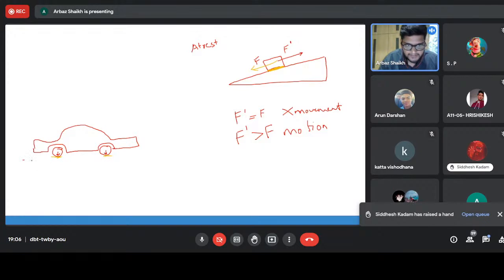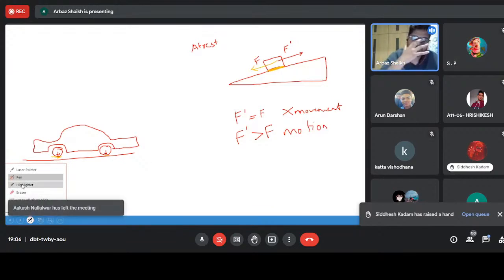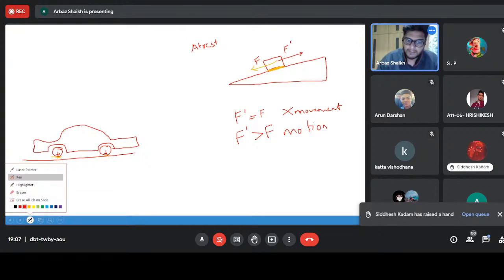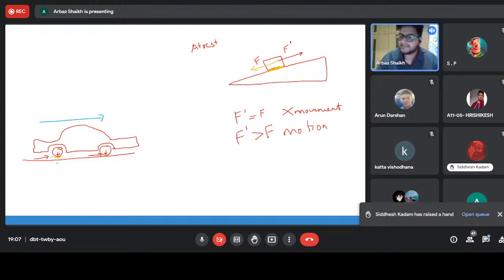Now, let me draw some road. There's some friction between the tire and the road, and there's some load acting by the mass of the vehicle at that frictional point. Now, if I wanted to move forward, let me draw a motion in blue. If I wanted to go forward, I need to apply some force over here, at the tire, in this direction. Am I right? Is that clear to everybody?